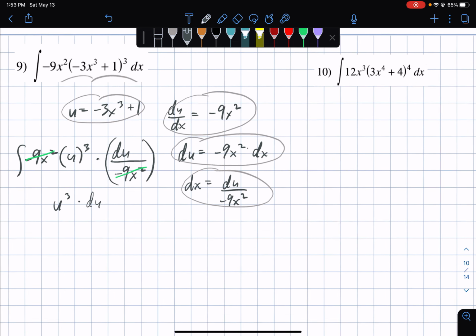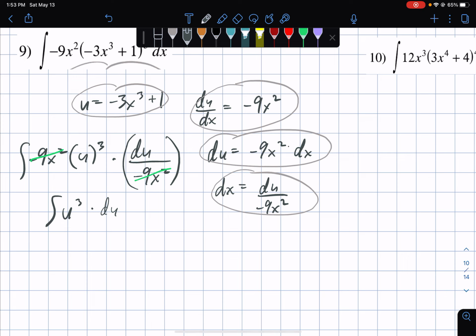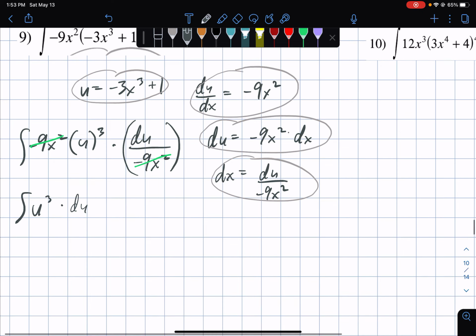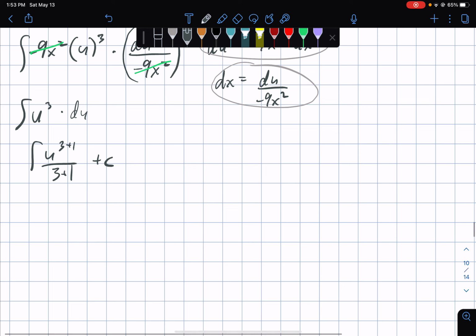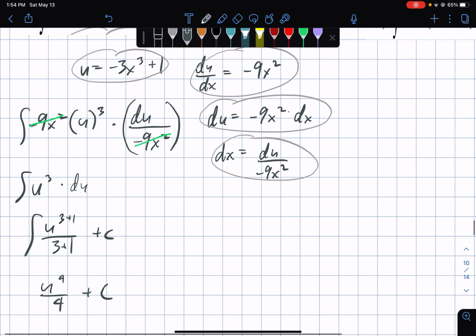Okay, let's continue number 9 first. Let's arrange the other problems later. We have this, and then use power rule. And then du becomes plus c. U raised to 4 over 4 plus c. U is equal to negative 3x raised to 3 plus 1.